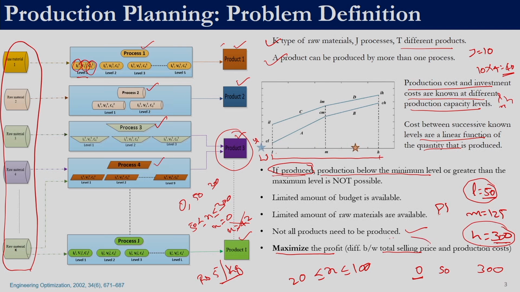That is the total selling price, and as we have discussed, it depends upon how much I choose to produce. Let us say it is 50 here, this is 125 and this is 300. Let us say we decide to produce 200. Then this is the production cost from this particular process. The total production cost is the sum of all the production costs. We may even choose to produce from process 1, process 4 and, let us say, process J. So, the total production cost is the production cost incurred here, here and here.